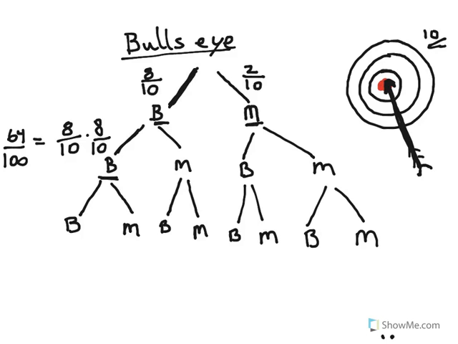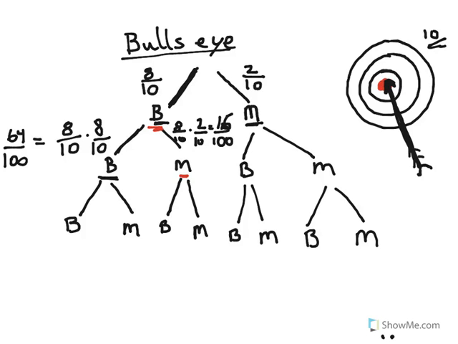What's the chance of you getting first a bullseye? Well, we know that that was 8/10, and then a miss, multiplied by the chance of you getting a miss the second time, which is 2/10. How much is that? 16 100ths. So the chance of you getting first a bullseye and then a miss is 16 chances out of 100.